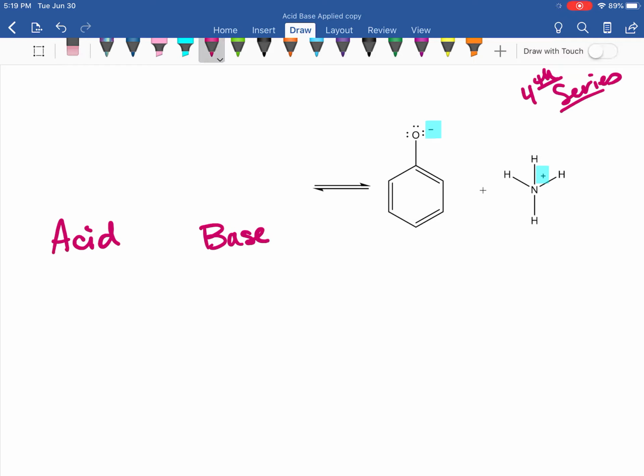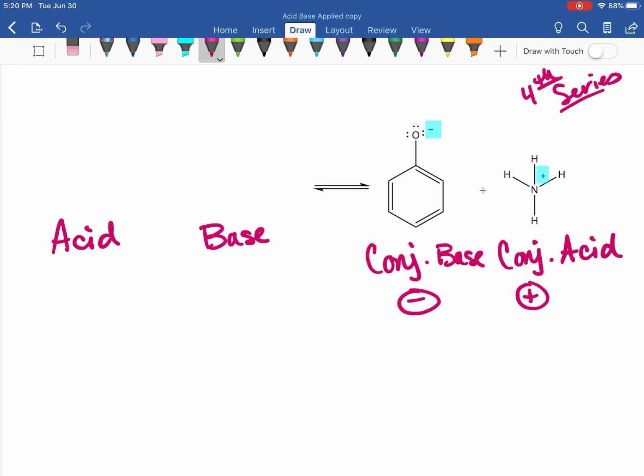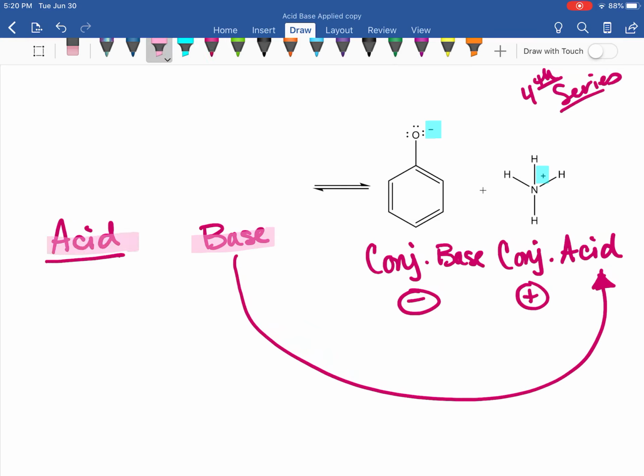So let's use our charges to label. Our conjugate acid has to be that ammonia, that ammonium ion. We've got a nice positive charge there. And then that means that this negative has to be our conjugate base. Here's our negative. Okay, so remember which one turns into which one. Your base turns into the conjugate acid, and your acid turns into the conjugate base.